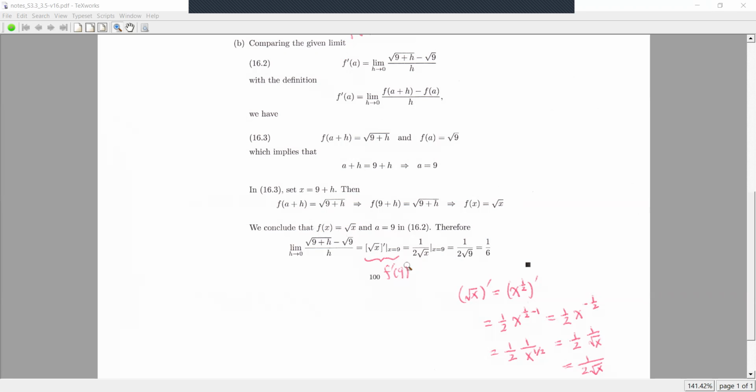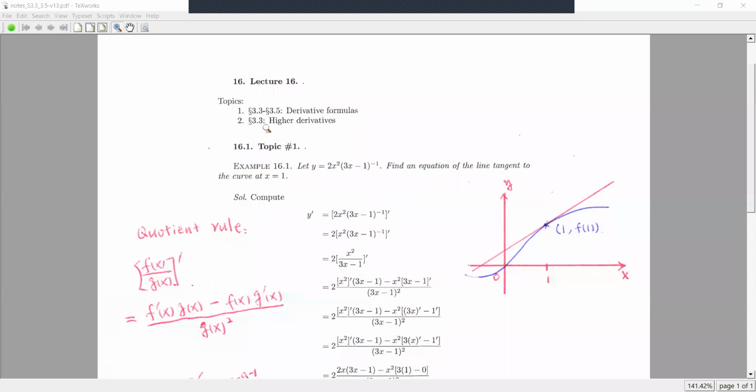To compute this derivative, take derivative on square root of x. This is function f of x. Then plug in 9 in x. Derivative of square root of x is 1 over 2 times square root of x. The detail is here. Now plug in 9 in x, then we get the limit is 1 over 6.